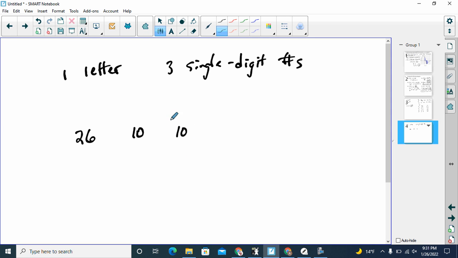It doesn't say that they have to be unique, that they have to be different. So they could be the same. It could be 6 and then 6. And for my third one, I have 10 options as well. Again, the multiplication counting principle says we then multiply. So we get a total of 26,000 different entry codes.